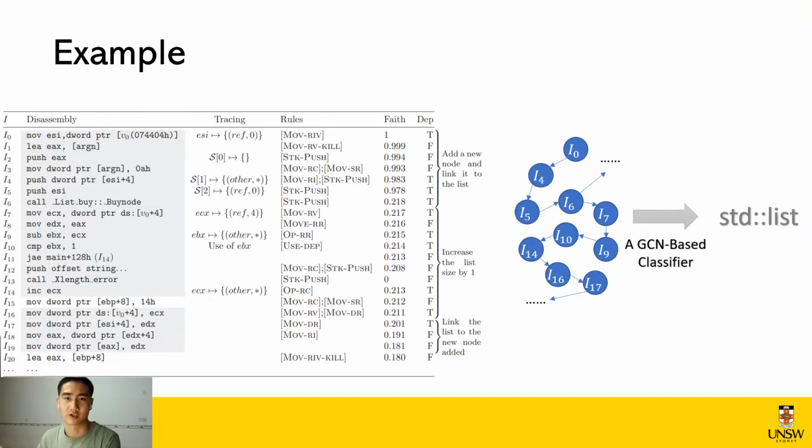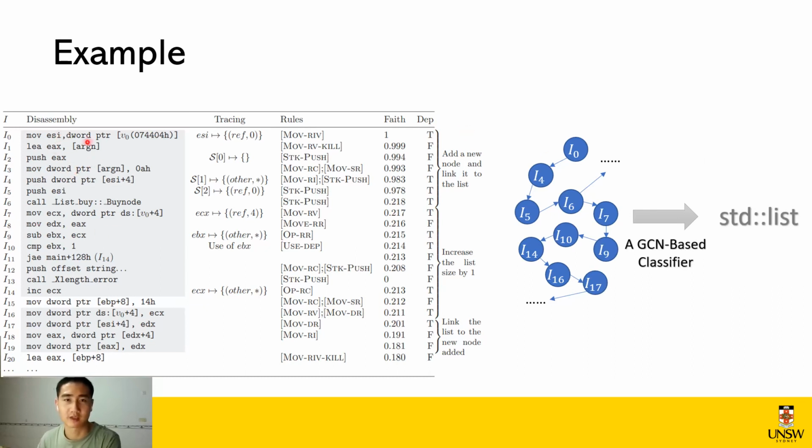This is an example we mentioned earlier that shows how Tiara works for an address in a binary file. Here we wish to infer the type at address 074404. We call it V0. This is the address of a list, at least, in the source code. Tiara first finds a type-dependent slice starting from V0 as shown in this table. Then it uses a GCN-based classifier to infer the type from the sliced control flow graph.